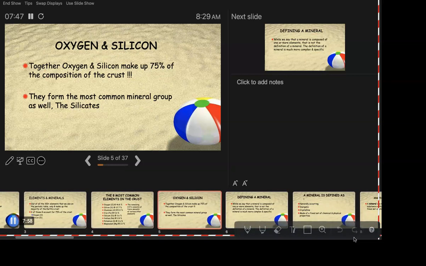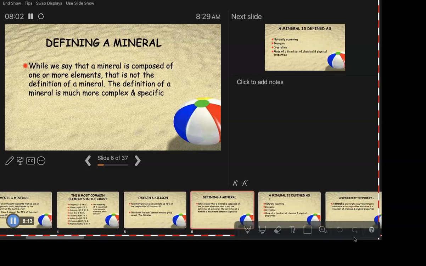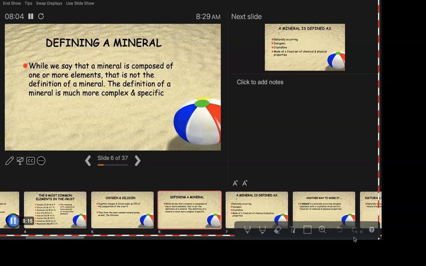Just more ranting about oxygen and silicon here. They make up nearly three-quarters of the composition of the Earth's crust, and they form the most common mineral group as well, the silicates. We just told you all of that. Okay, so this is just narrative. Don't scribble it down.